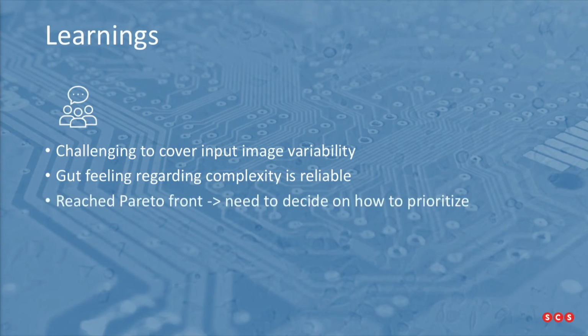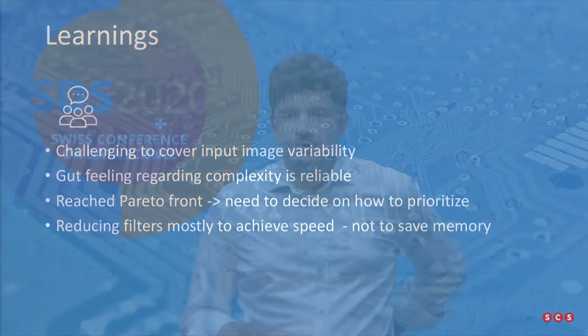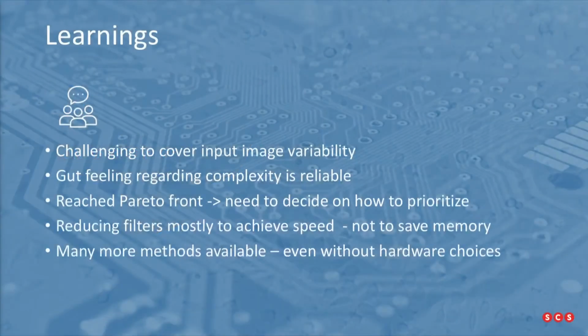We reached a Pareto front, so we needed to decide on how to prioritize between timing and accuracy. In the end, we reduced the filters, mostly to achieve speed and not to save memory anymore, which we didn't necessarily expect at the beginning. And as I showed you, there are many more methods available, even without hardware choices like, I don't know, some compute stick for a lab.